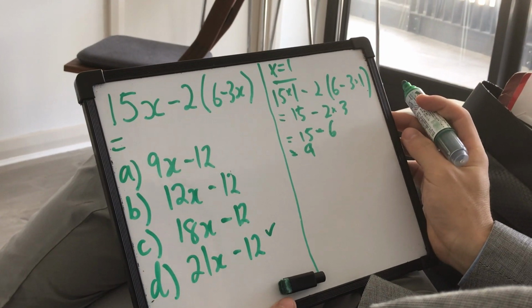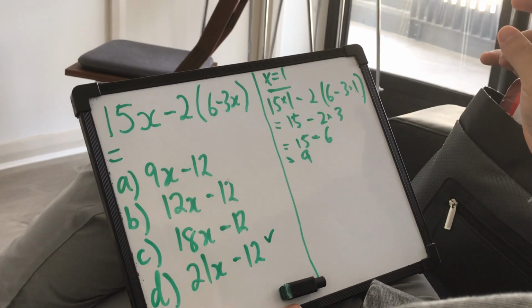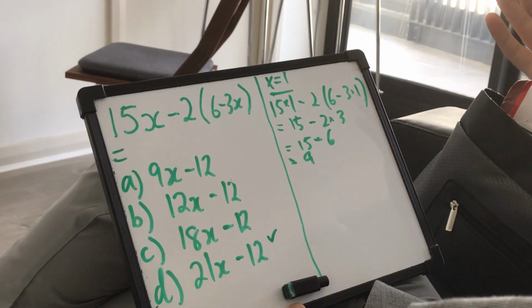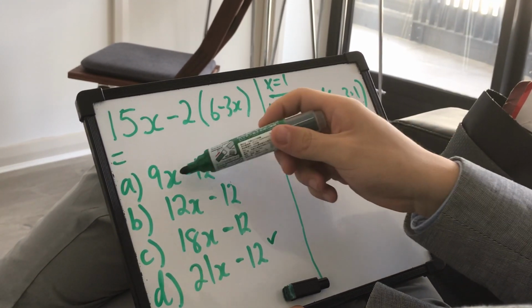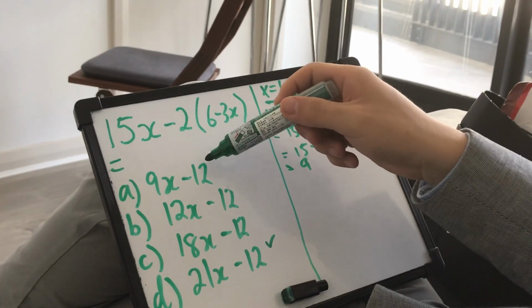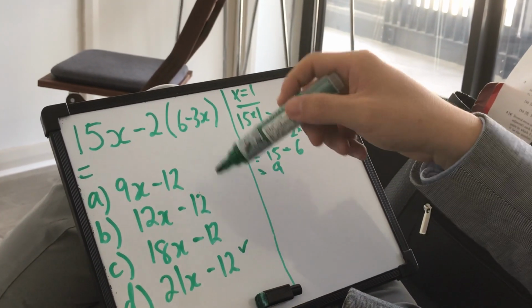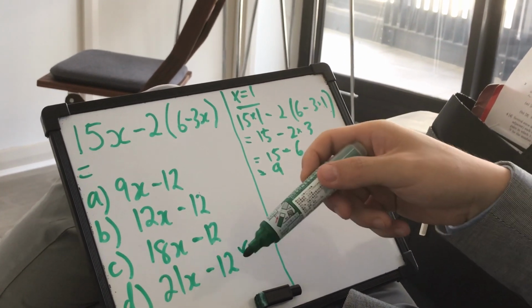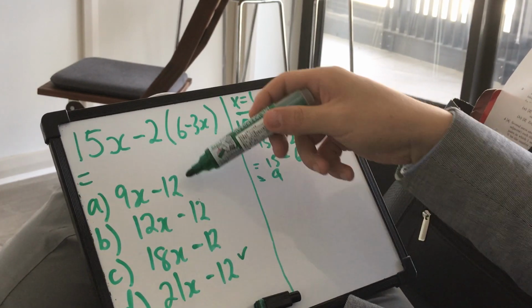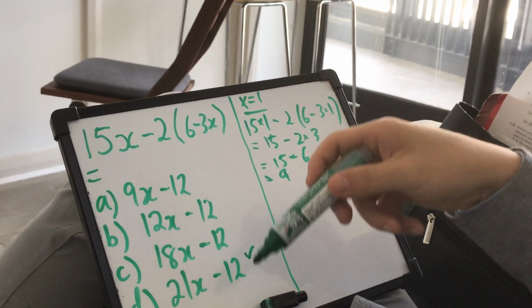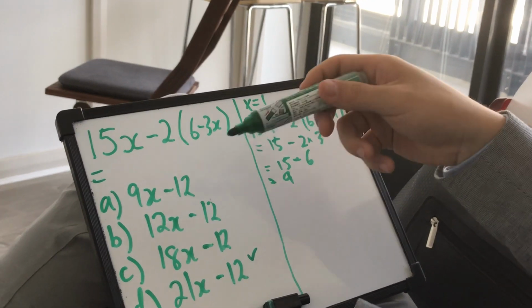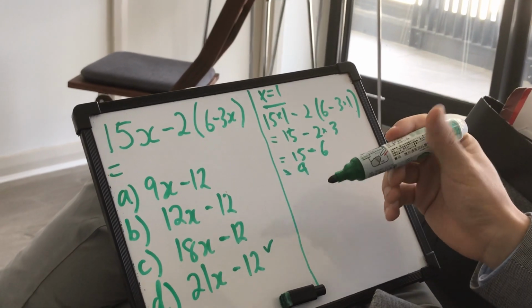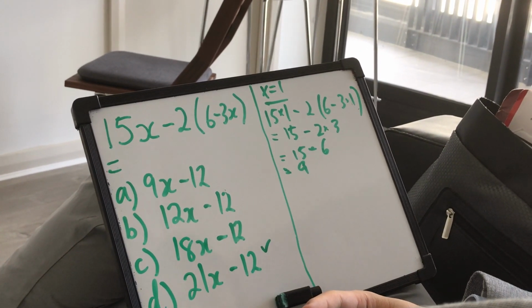Now, you could choose other numbers, of course, and you might say 0 is even easier, right? But the problem with 0 is when you put 0 in here, everything is 0. They're all minus 12. They all give you the same answer, so you can't tell the difference between them. But when you put 1, they're all different. So three of them have to be wrong, right? Okay.